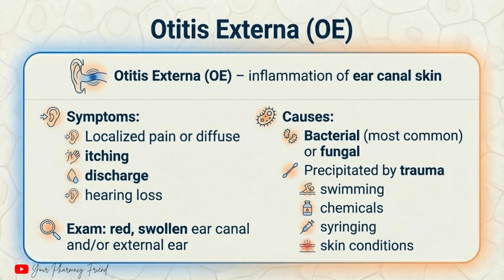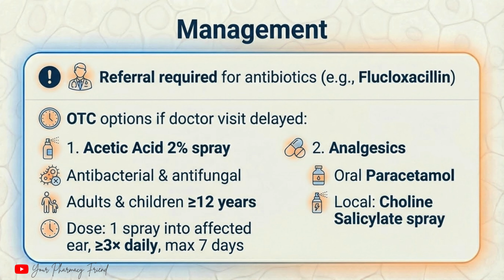Predisposing factors include ear trauma, swimming, often referred to as swimmer's ear, chemical exposure, ear syringing, and underlying skin conditions. In cases of otitis externa, referral to a doctor is generally required to prescribe an appropriate antibiotic, such as flucloxacillin. However, if the patient cannot access medical care immediately, certain OTC options may be considered temporarily.